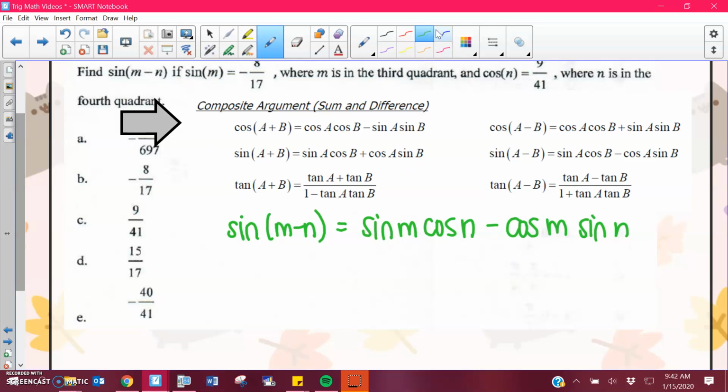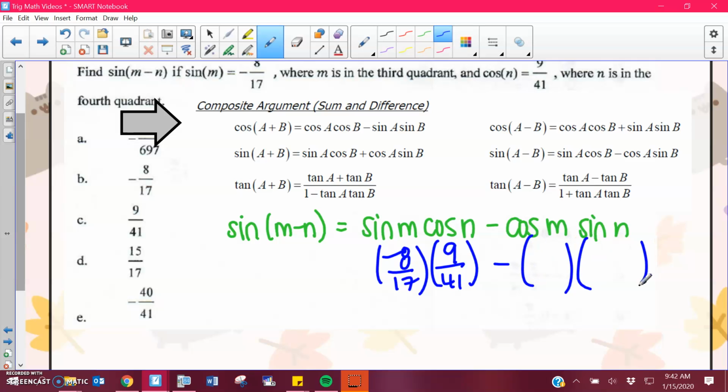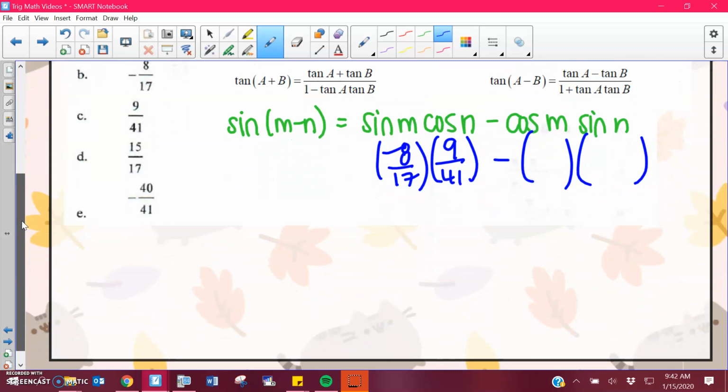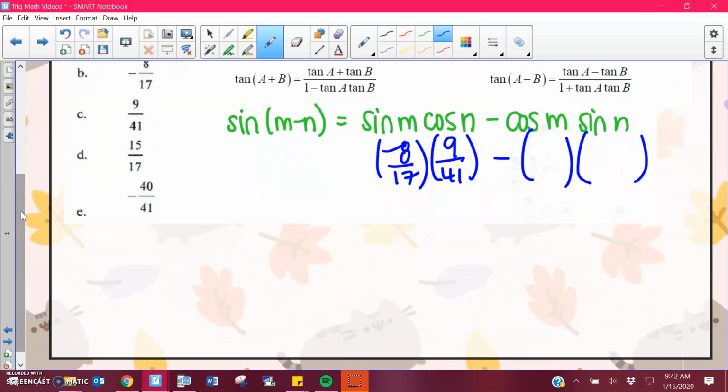Knowing this part of the formula, I now need to figure out what the sine of m and the cosine of n and all that stuff is. So I do know the sine of m. It's -8 over 17. I know the cosine of n, but I don't know the other stuff. So I'm going to need to figure out what these two pieces are. It tells you what quadrants they're in. It says m is in the third quadrant.